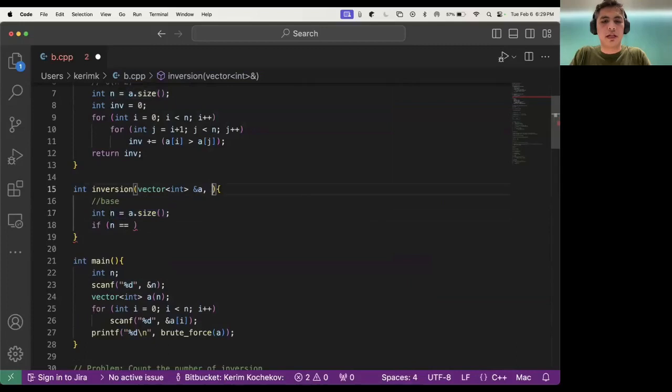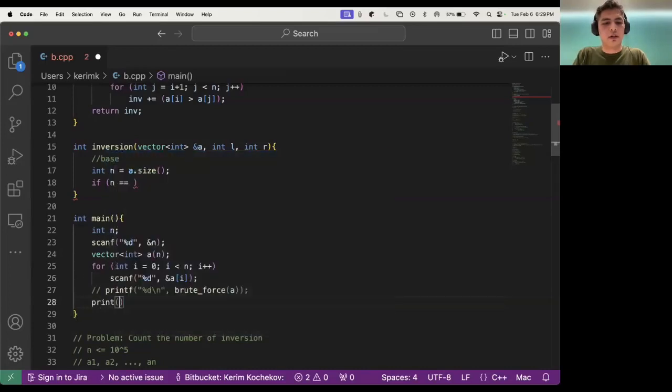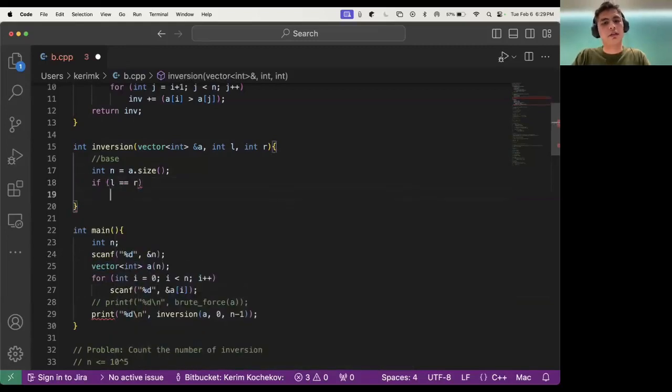Actually, we also need l and r, the left and right pointers of our current problem. So here we just need to call the function for the entire array, from 0 to n minus 1 position. So we are having a zero-based container for saving elements into the vector. Here we just need to check whether l equals r. So we will have a single element, and the number of inversions for a single element is just 0.